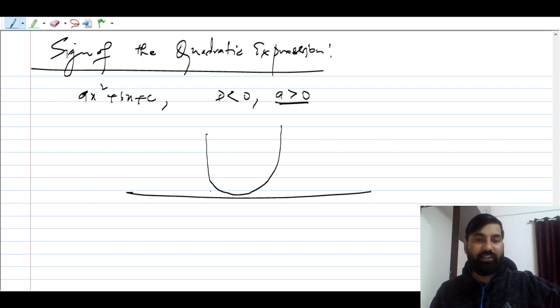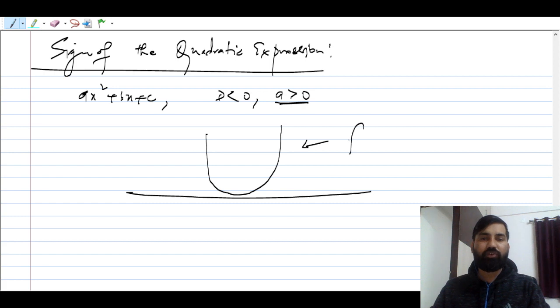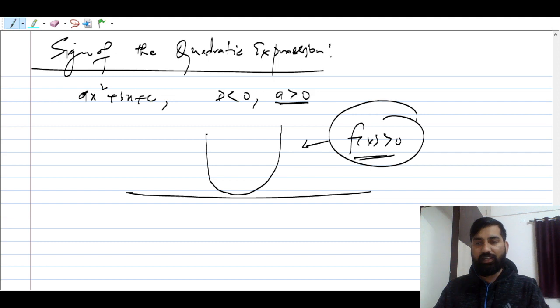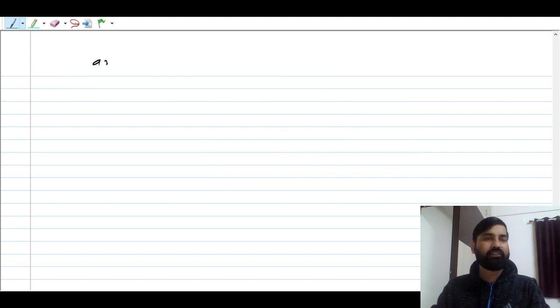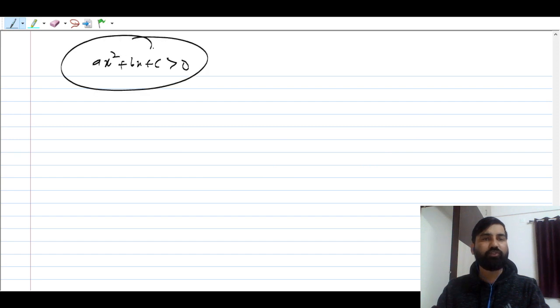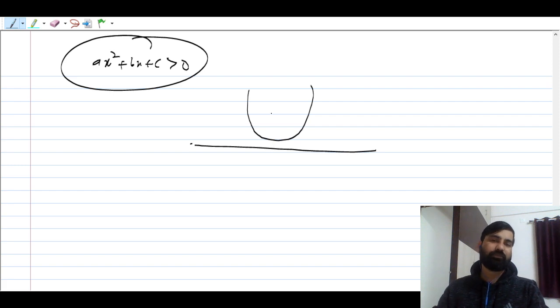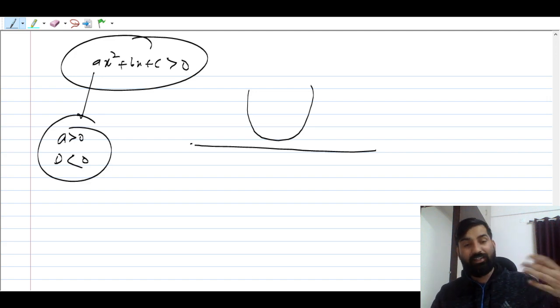So if it does not touch, what can you say? The function f of x will always be positive in this case. So suppose the question is given in your exam that ax square plus bx plus c is greater than 0. Then what are the things that you should know? The first reaction should be like this. You have to notice that a should be greater than 0 and d should be less than 0. This should be your first reaction.